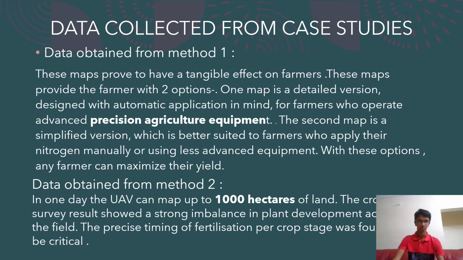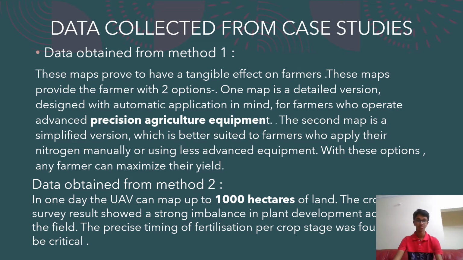Data obtained from method 1. These maps prove to have a tangible effect on farmers. These maps provide the farmer with two options. One map is a detailed version designed with the automatic application in mind for small and large farmers mainly who operate advanced precision agriculture equipment for extreme accuracy.